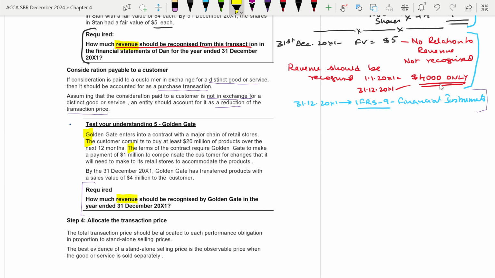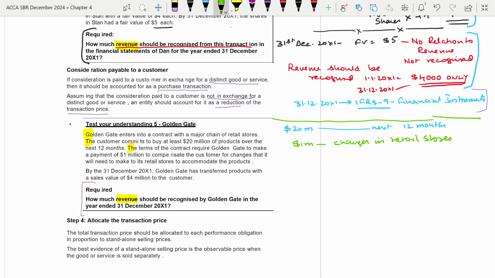Now, see the things. They have made a commitment of 20 million of products for the next 12 months. They say that, fine, it is a retail store, so they will provide 1 million to make changes, interior designing, all the things, in the retail store. That is the cost of that.